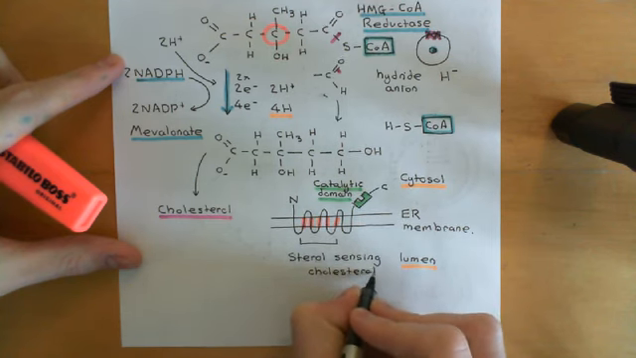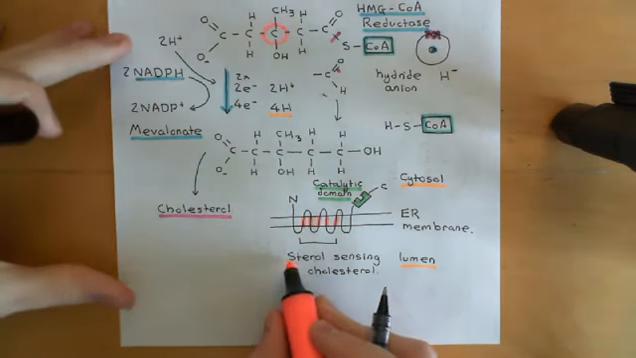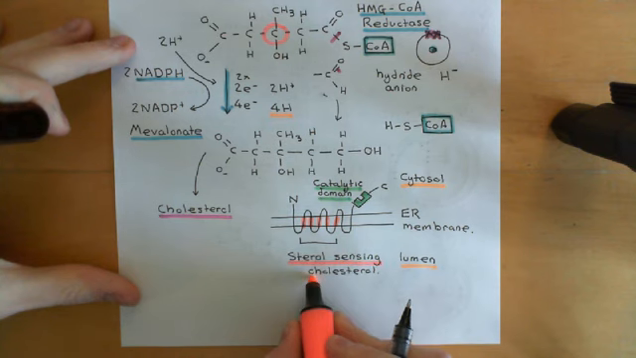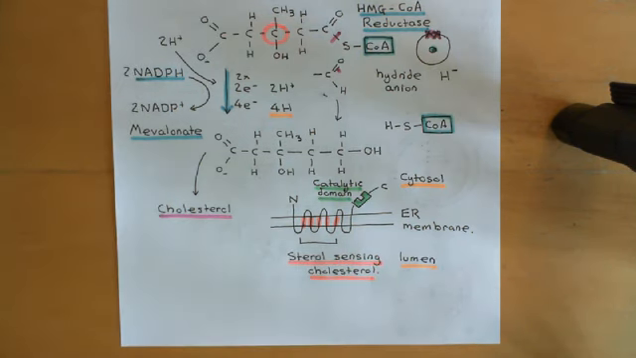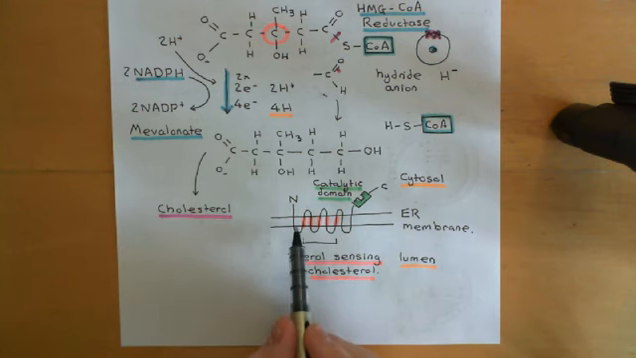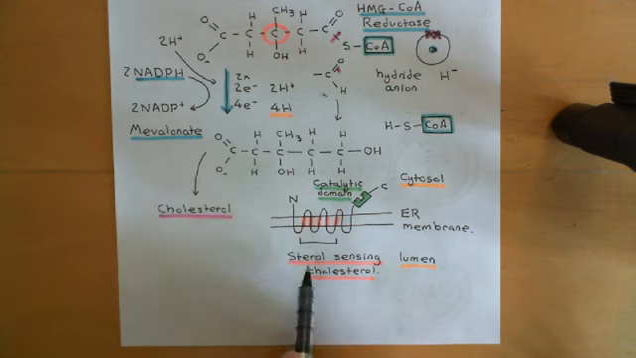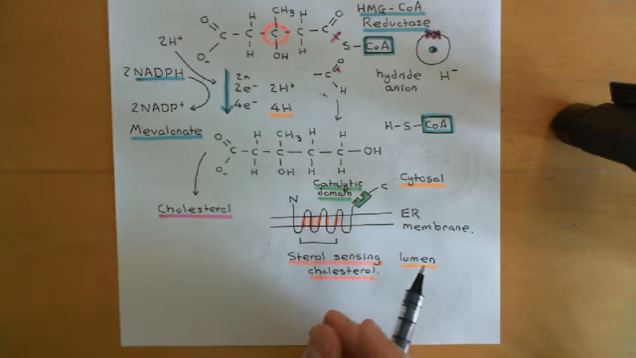HMG CoA reductase is this incredibly important enzyme in controlling the rate of biosynthesis of cholesterol within liver cells and within peripheral cells. If cholesterol is very high within the cell, we do not want to be synthesizing more cholesterol. So we would quite like cholesterol to somehow inhibit these HMG CoA reductase enzymes, and indeed it does. In the second, third, fourth, fifth, sixth membrane-spanning alpha helices, these form a sterol sensing domain, a domain that's capable of binding cholesterol.